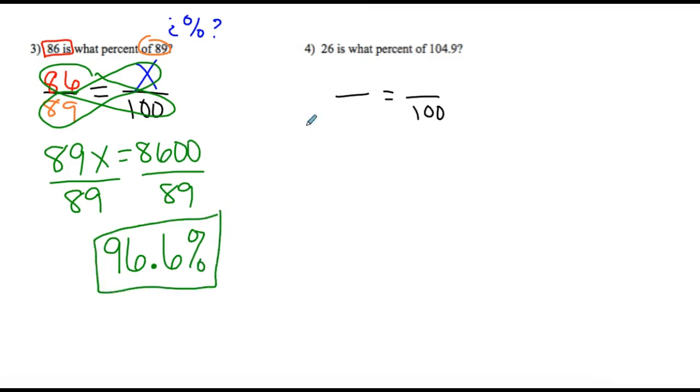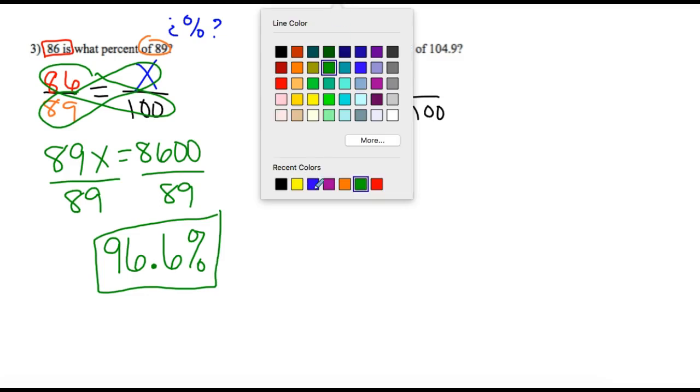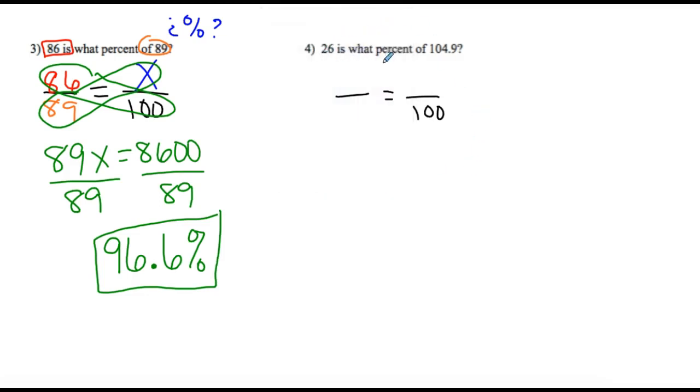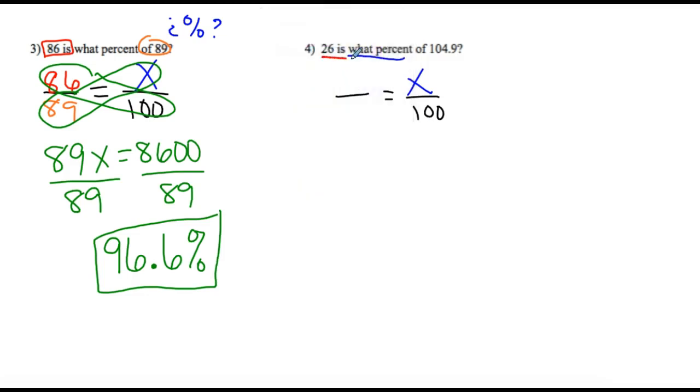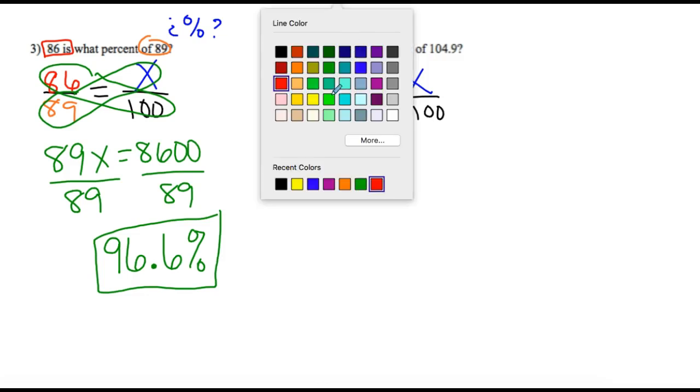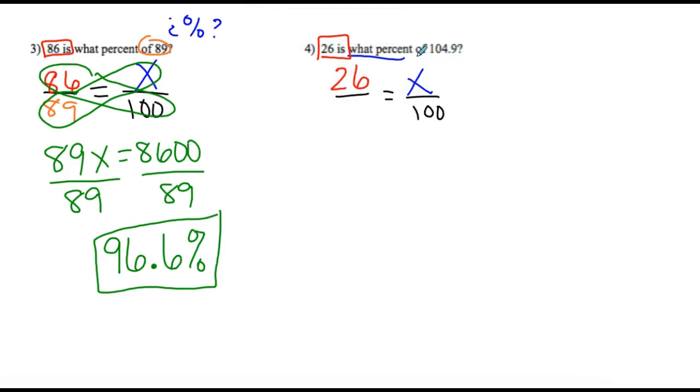Okay, let's do one more. In example number 4, first I'm looking for my percent sign. Again, I notice there is no percent sign, so because that percent sign is missing, I'm going to go ahead and put my X in there. Now I'm looking for my is, and I see 26 is, so that's 26. What percent of 104.9? So I'm going to put my 104.9.